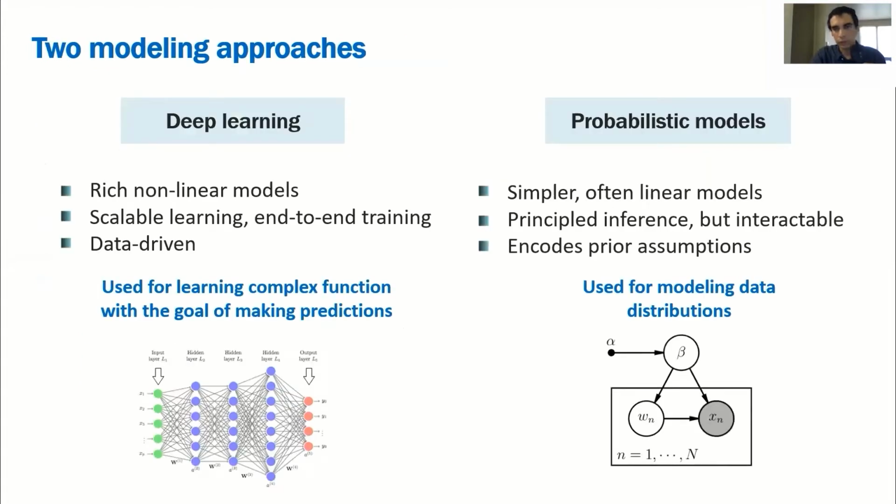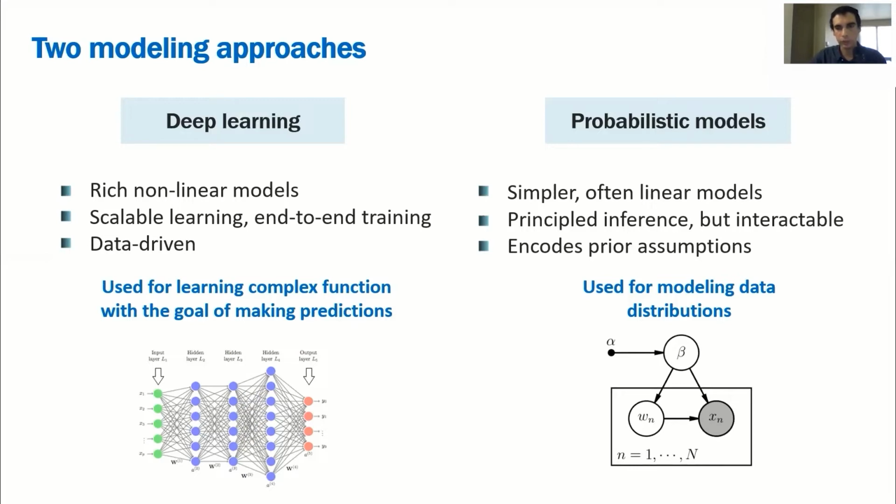So the generative modeling literature usually builds on two different conceptual frameworks. The first is, of course, deep learning, where the focus is on learning rich, nonlinear representations with end-to-end scalable training using stochastic gradient descent, and where the models are very data-driven. We don't encode our prior assumptions in these models. And that's why deep learning is often used for modeling complex data like images, and is used for making predictions, because we can learn these complex mappings from an input space to an output space.